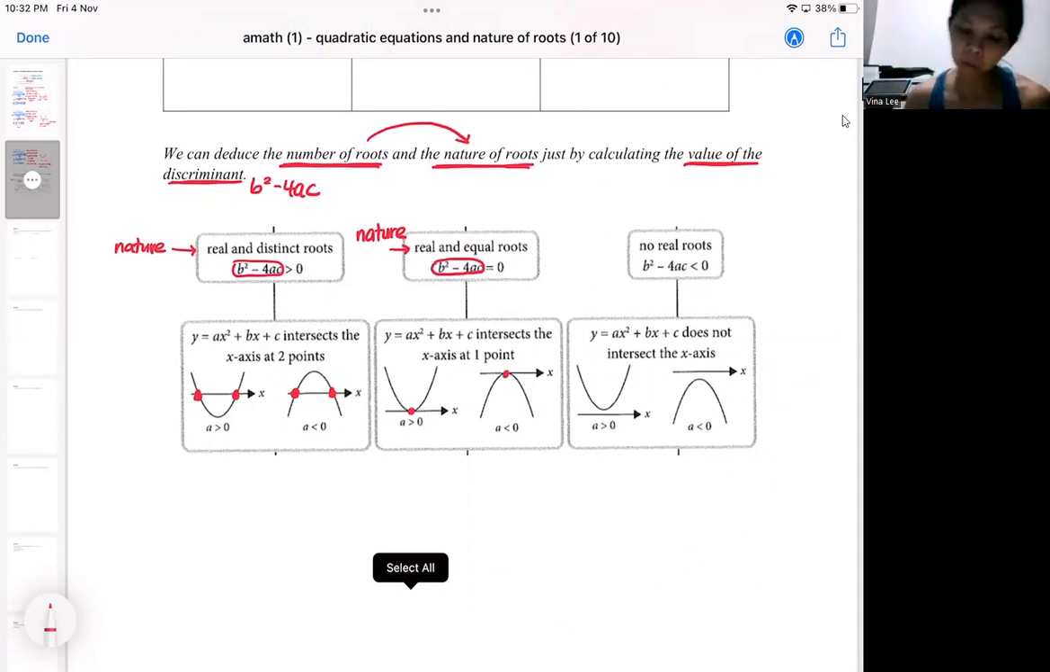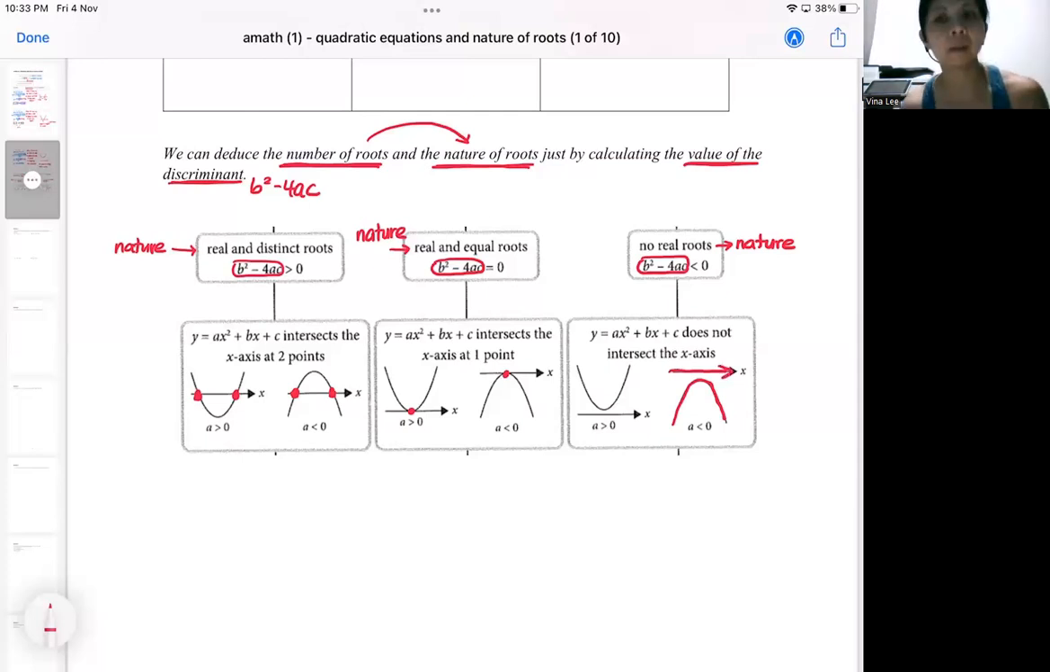And in the third example, we got a negative discriminant. Our discriminant is negative, so we end up with no solution. No solution is known as no real roots. Graphically, the whole smile graph is above the x-axis, so there's no intersection at all. The graph doesn't cut the x-axis at all. Or if you come to a sad face graph, it is entirely below the x-axis. Whatever it is, you end up with no intersection with the x-axis.